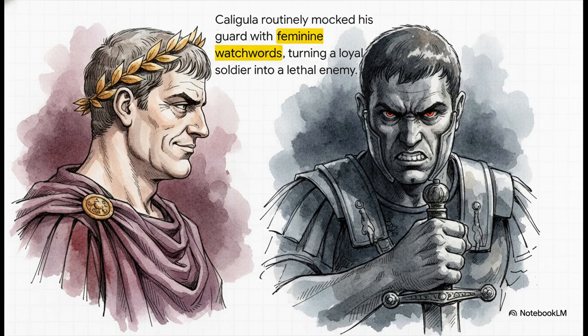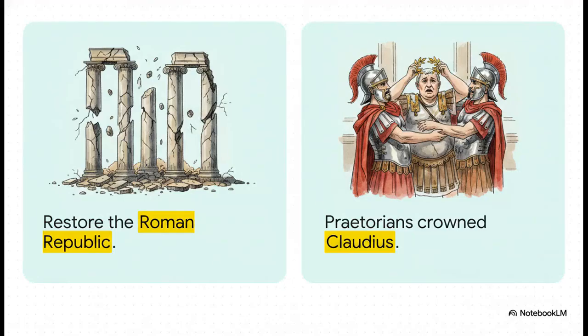Honestly, it was a terrible mistake. It sparked a deeply personal resentment, turning a once loyal guard into a highly lethal enemy. Now, there's a massive disconnect here between what they planned and what actually happened. Chaerea and his fellow conspirators did succeed. They cornered and stabbed Caligula in a narrow palace corridor. And some of those guys truly believed this was their golden ticket to bring back aristocratic privileges and restore the Roman Republic. But the reality?